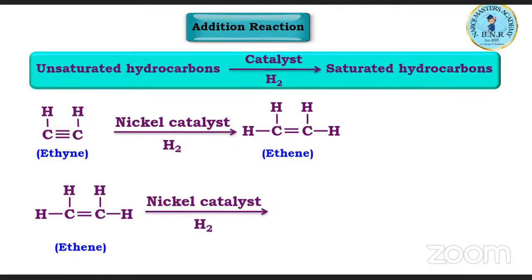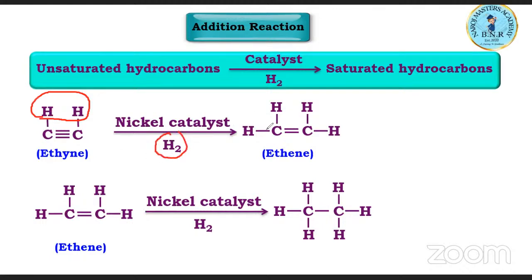Again, now can you guess what is the name of the structure we'll get here? Ethane. How many hydrogens will be there in that ethane? 6. If you observe here, initially how many hydrogens were there? 2. Now, after reacting in the presence of nickel catalyst with hydrogen gas, 2 hydrogens are added and the total is 4. Now still it is unsaturated.